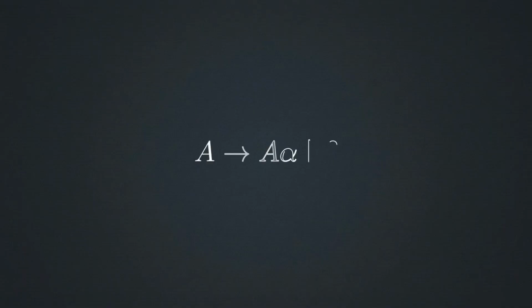This diagram illustrates the abstract pattern of direct left recursion. We have a non-terminal, A, that calls itself immediately. What follows is the recursive sequence, alpha, shown here in cyan. On the right side of the pipe is the non-recursive base case, beta, in blue.